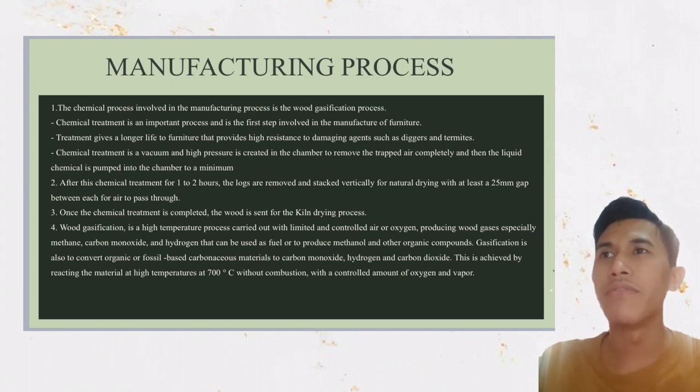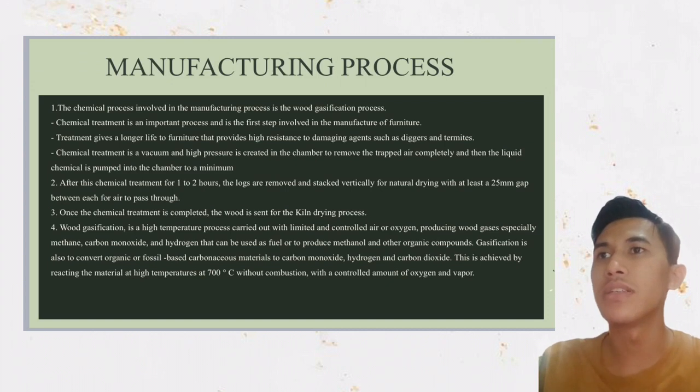In chemical treatment, a vacuum and high pressure are created in the chamber to remove the trapped air completely, and then the liquid chemical is pumped into the chamber to a minimum. After this chemical treatment, for 1 to 2 hours, the logs are removed and stacked vertically for natural drying with at least a 25 mm gap between each for air to pass through. Once the chemical treatment is complete, the wood is sent for the kiln drying process.